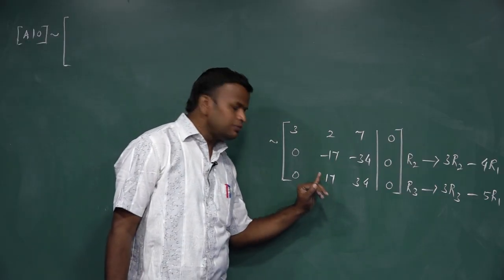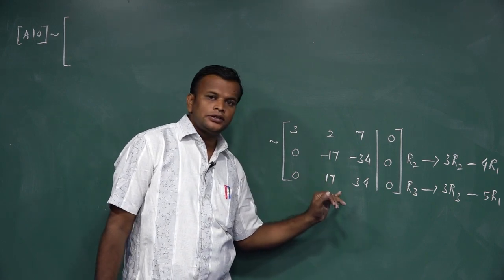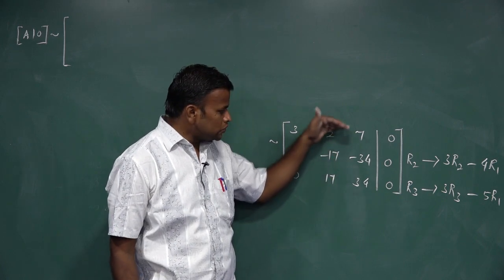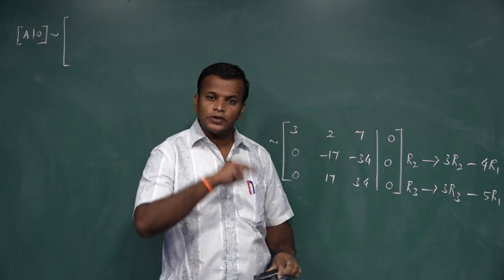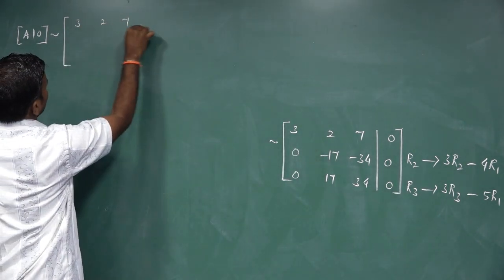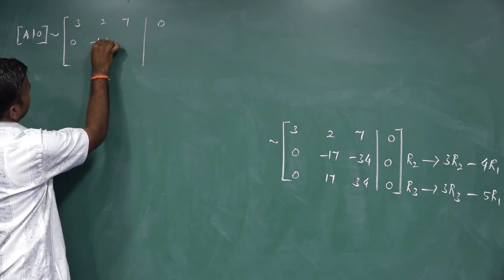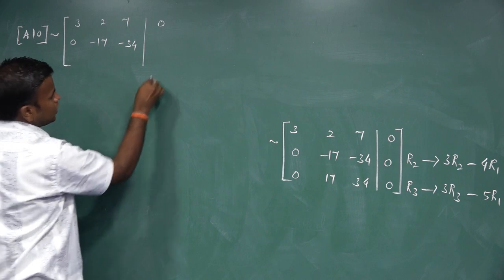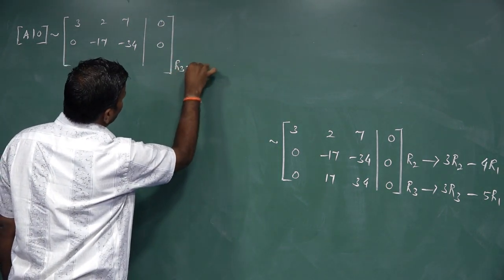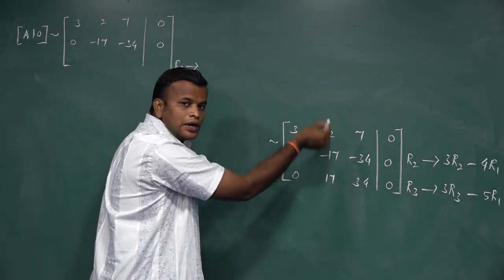We convert that element to 0: minus 17 plus 17. So only the sign differs. So we write the third row as the sum of the third row and the second row. The first two rows have no change. We write the first two rows as they are: 3, 2, 7, 0. Second row: 0, minus 17, minus 34, 0. And we write R3 as the sum of R3 and R2.